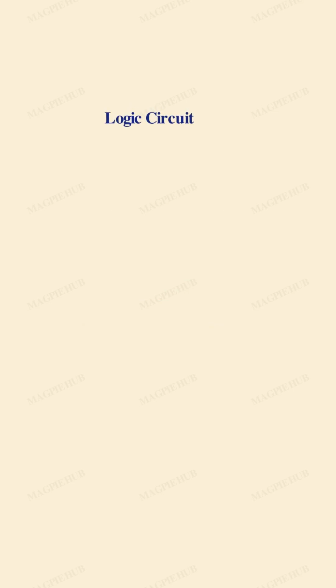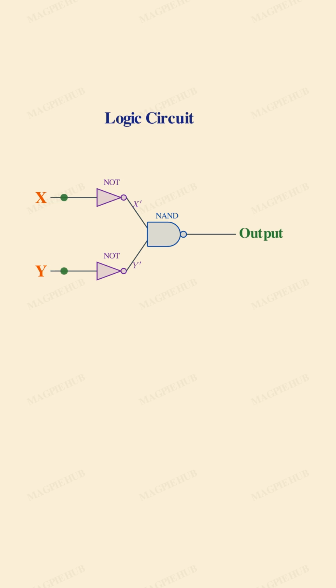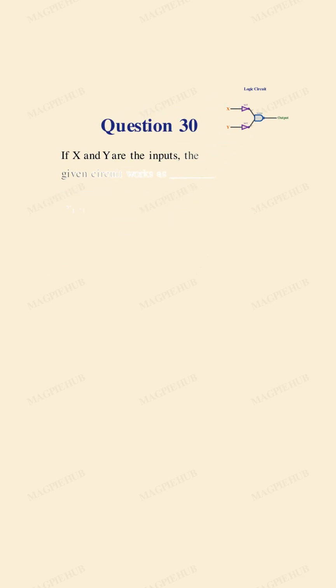Let us visualize the logic circuit. We have two inputs, X and Y. Each input first passes through a NOT gate, producing X prime and Y prime respectively. These inverted signals then feed into a NAND gate, and the output of the NAND gate is the final output of the circuit. The question states, if X and Y are the inputs, the given circuit works as blank.